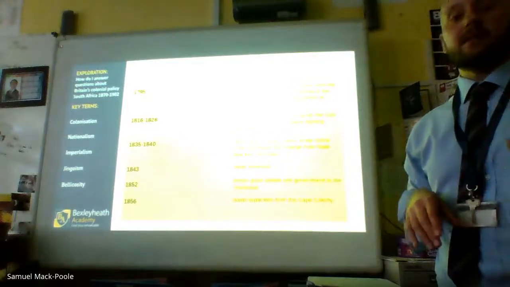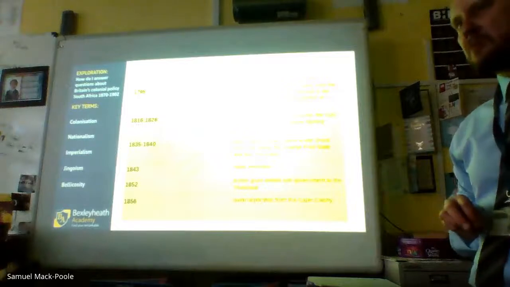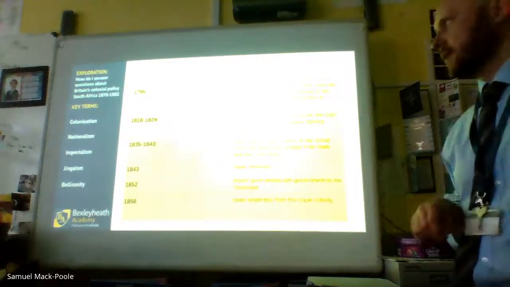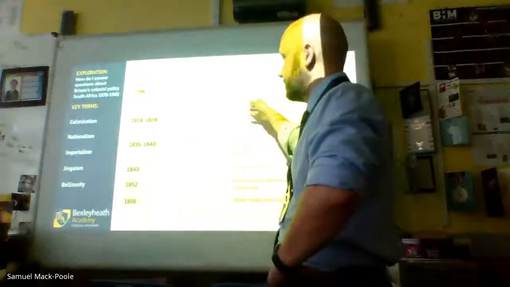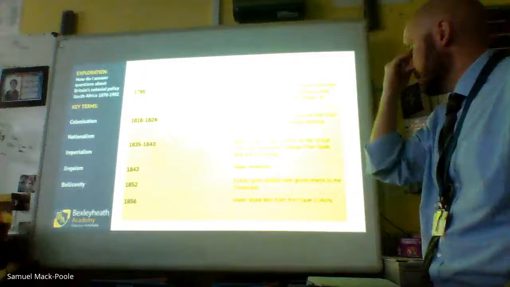All right, but what did the Dutch do? Very naughty. They joined in with Napoleon in the Napoleonic Wars. So very silly of them. And so essentially, the British seize the Cape Colony and they take it in 1806.